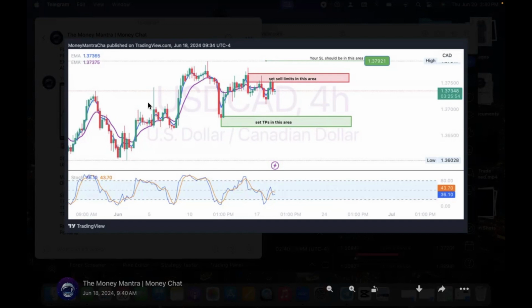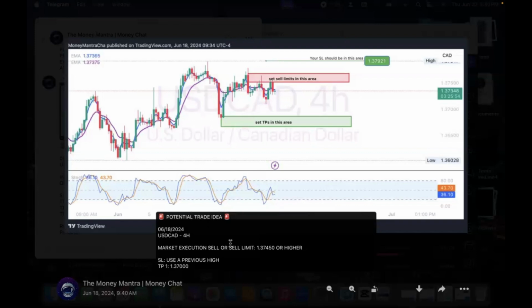So in today's trade breakdown, we're going to be looking at USDCAD, which is the United States dollar against the Canadian dollar. And I did this analysis on the 4-hour chart. Now, this is a screenshot and it was taken on June 18th, 2024. I really love that these charts, when they're saved, they're time stamped. So when I'm walking through these things, it's not like I'm looking at it in retrospect.